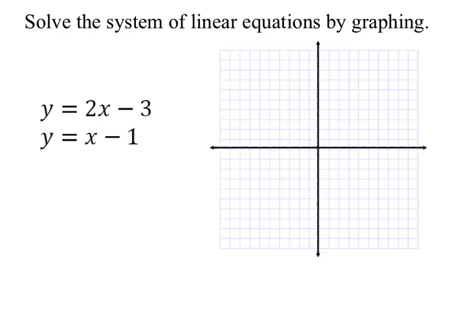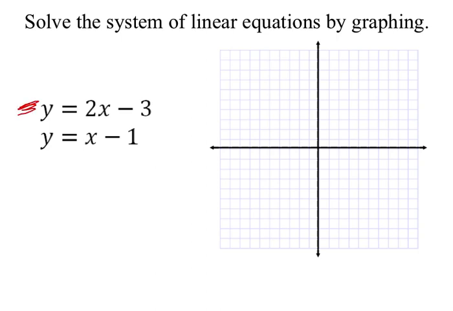So if we are going to solve this system by graphing, we're going to graph both of these lines on the same coordinate plane. So notice that both of these are already in slope-intercept form for you. I'm going to graph them in different colors here to try to help you. Also, I would suggest that you have a ruler available as you're graphing because it is going to be really important that your lines are very straight.